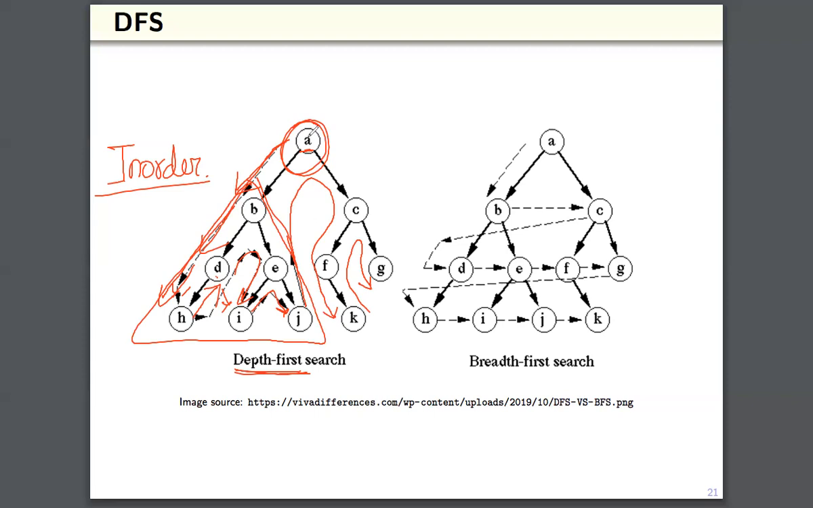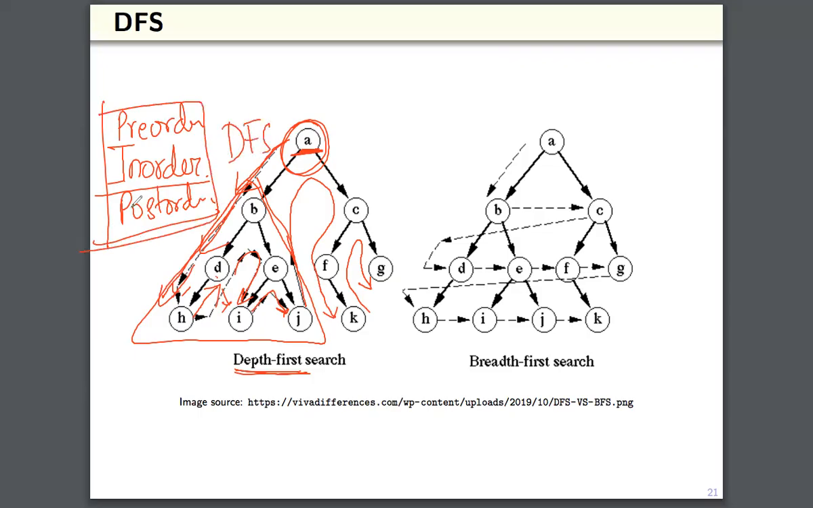Oh, I see. You're saying you're processing the root. Yes, if you process the root first, it's pre-order. It's actually all these three are DFS. Pre-order, post-order, all these three are DFS. You're going deep first, right? So even in-order is a variant of DFS.